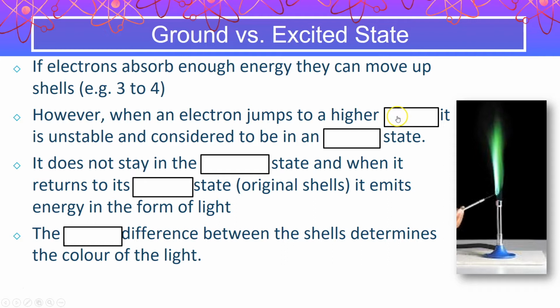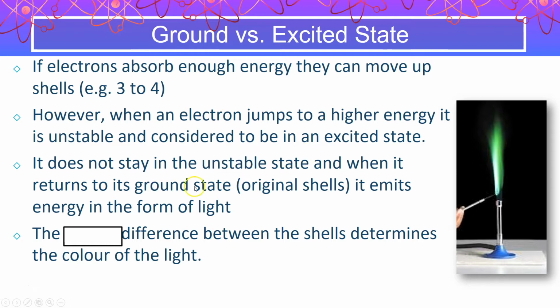However, when an electron does jump into that higher energy level or that higher shell, it's really unstable. We say it's in what we call an excited state. Because this isn't stable or sustainable, it doesn't actually stay there in the unstable state. And when it returns to its ground state, which is its original shell, it's got to get rid of that extra energy, and it emits it in the form of light. So what's really interesting about this is the energy difference between those shells actually determines the color of the light.